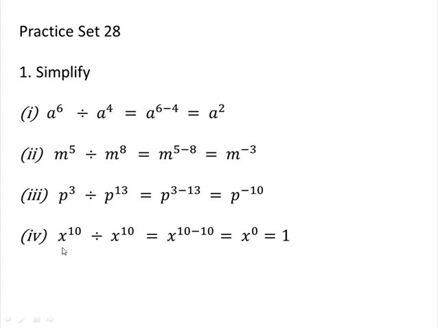Now here, fourth example, x to the power 10 divided by x to the power 10. Here, as you are dividing the same number by itself, you will get the answer 1. Also, if you go through the rules of indices, here the base is same. We will subtract the indices. Then x raised to the power 10 minus 10 is x raised to the power 0, and any number raised to 0 is 1. In all these examples, children, you will see that we are subtracting the index of the denominator from the index of the numerator.